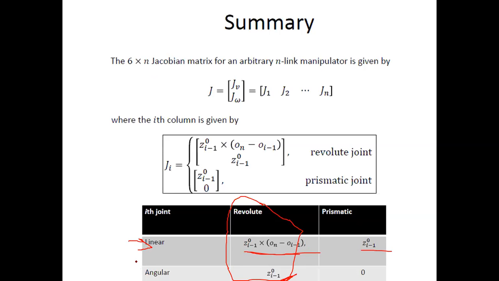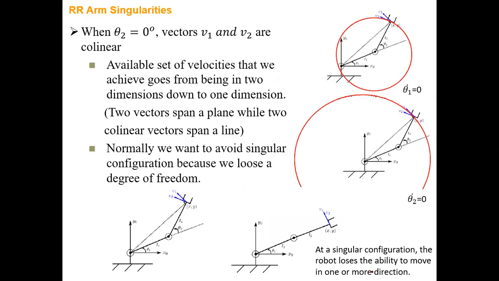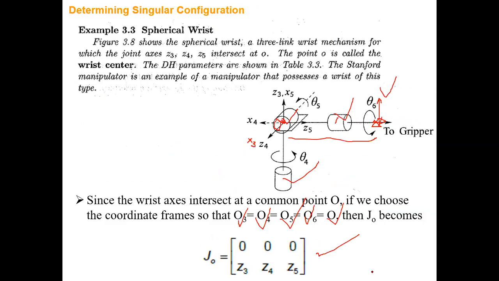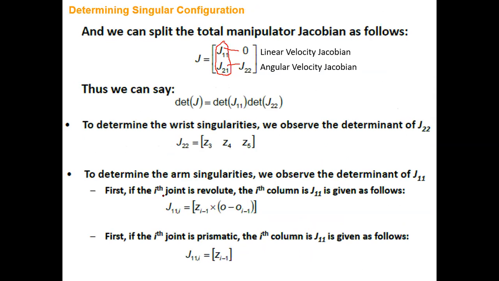Similarly, the angular part, which is J21. This is J11, this is J21. Top is the linear part, bottom is the angular part. For J21, if the joint is revolute, we have Z(i-1). For J21, if the joint is prismatic, then this is the Jacobian. That's what I said here. Exactly here. For the ith joint that is revolute.